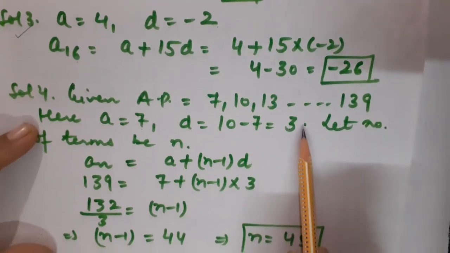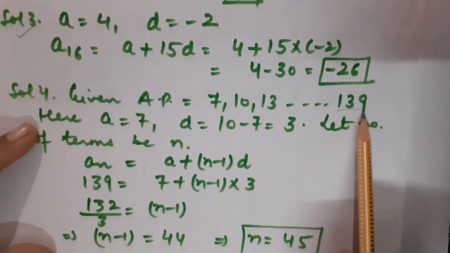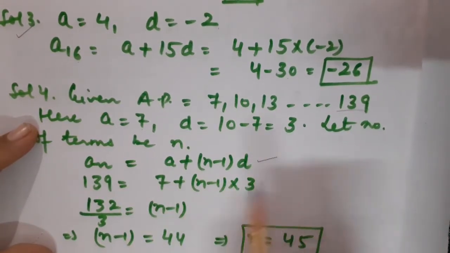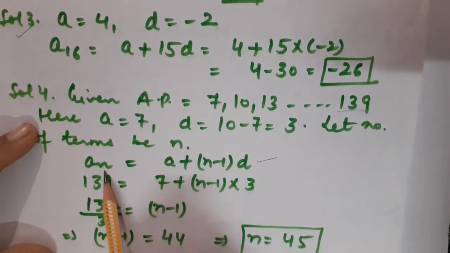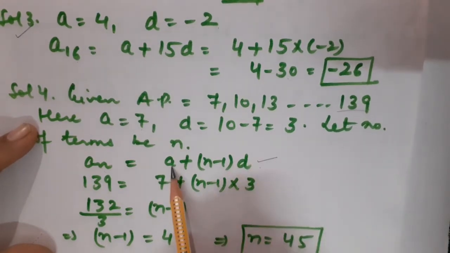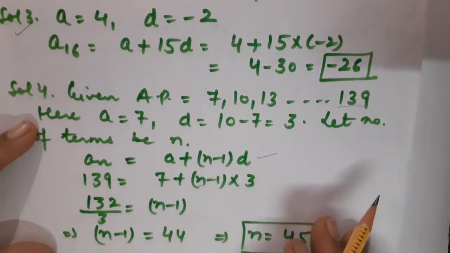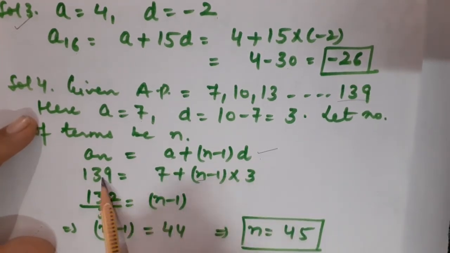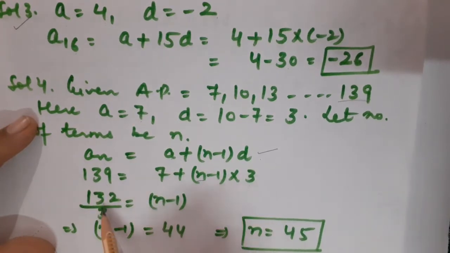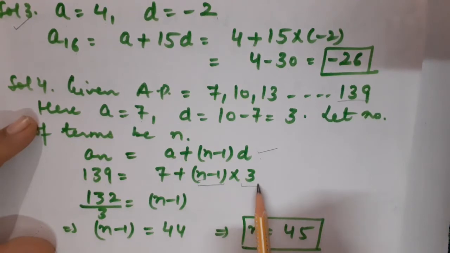So whenever you have to calculate either D or A, or you will be having the nth term given, always apply this formula. That is nth term of AP is equal to An is equal to A plus n minus 1 into D. A you know, D you know. You have to just calculate n. So how to solve it? First of all, you have to take 7 on left hand side. It would become 139 minus 7, that is 132. Here n minus 1 and 3 both are multiplying.